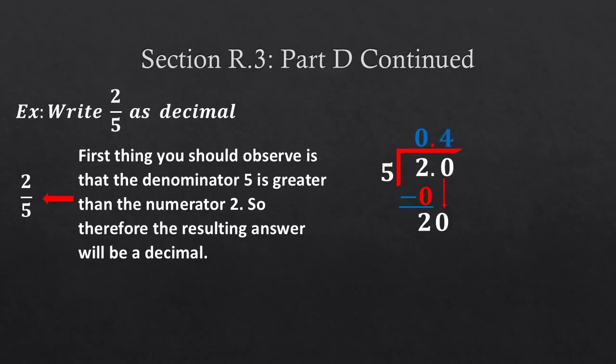5 goes into 20 4 times even. 5 times 4 is 20. That gives us a remainder of 0. So therefore 2/5 as a decimal is 0.4.